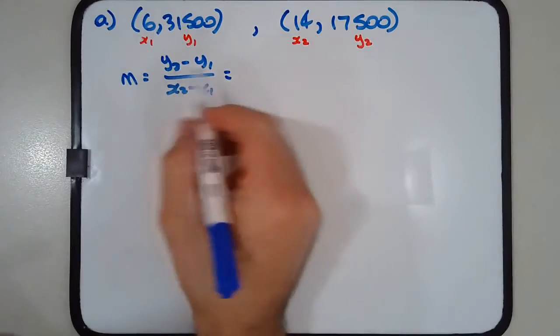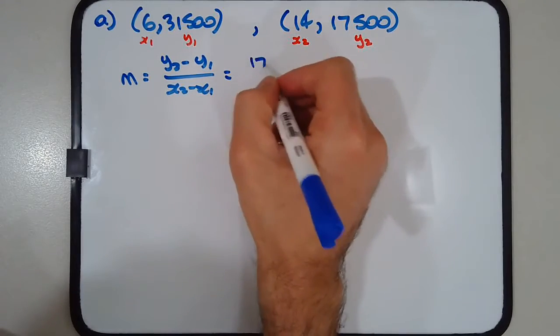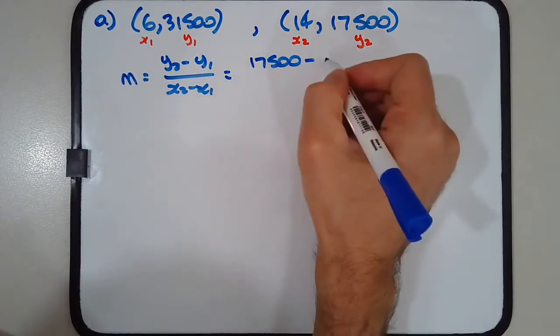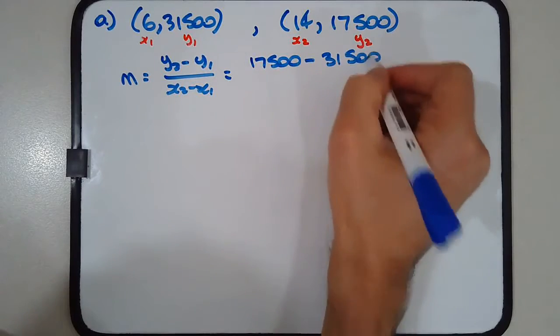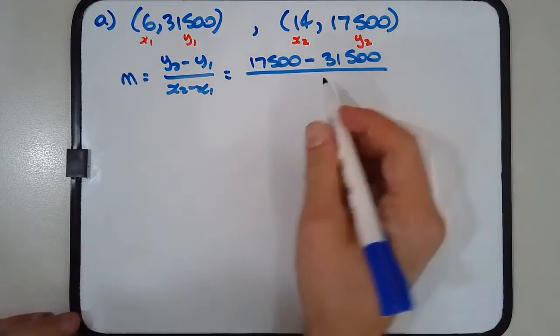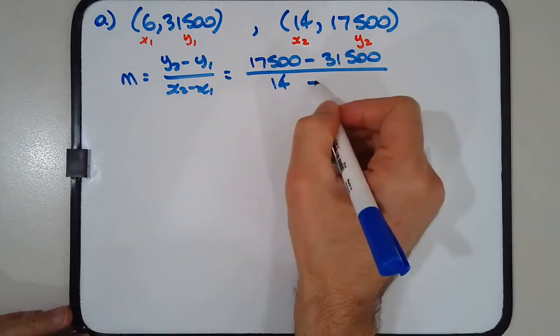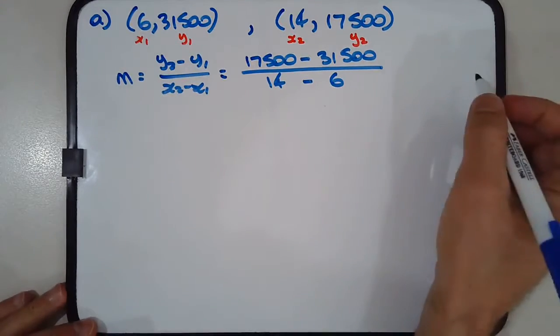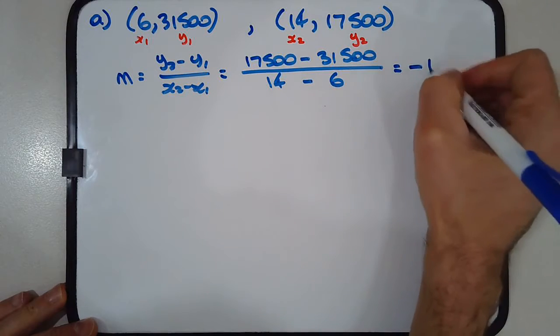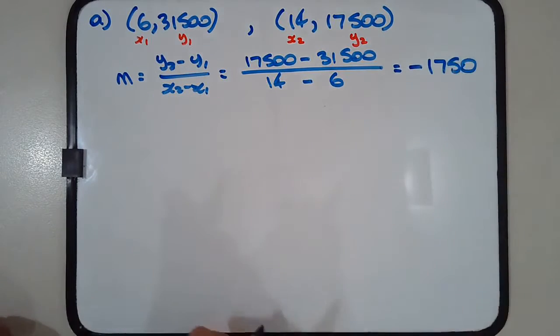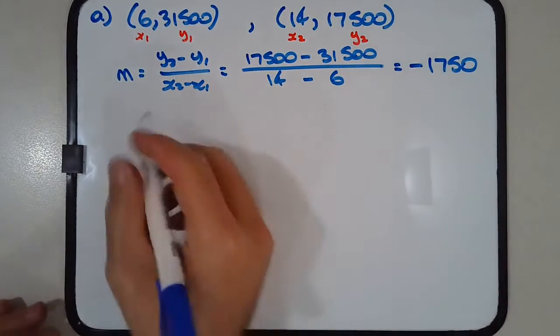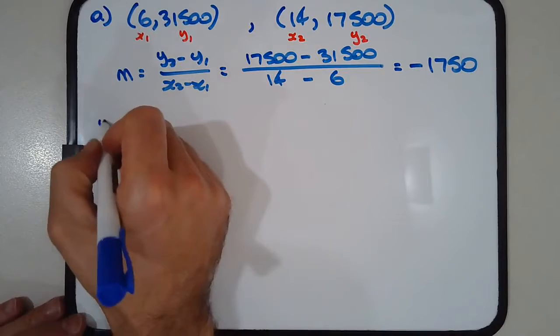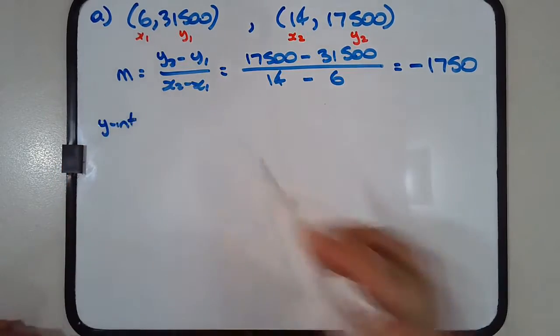Okay, so y2 minus y1, so 17,500 minus 31,500 over 14 minus 6. So that's x2 minus x1. Okay, and we get negative 1,750.